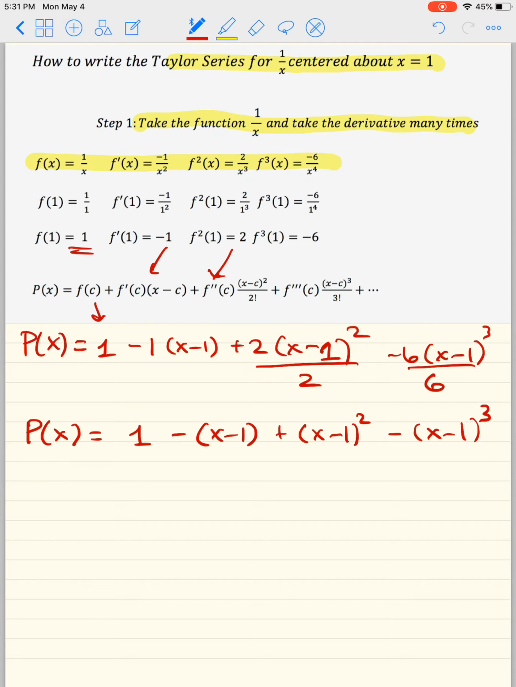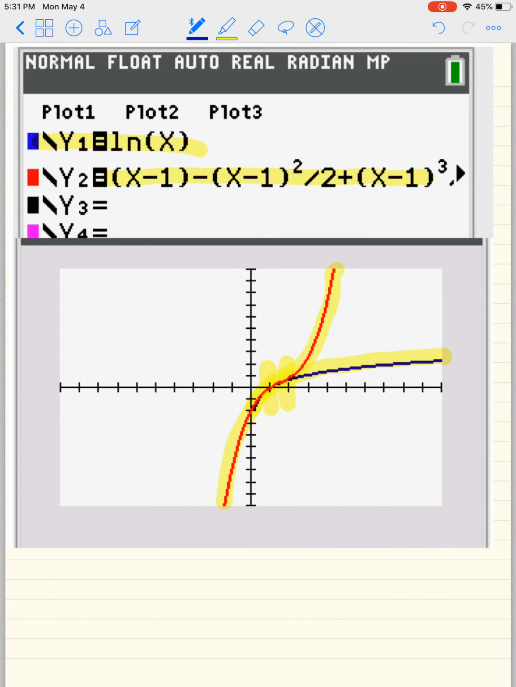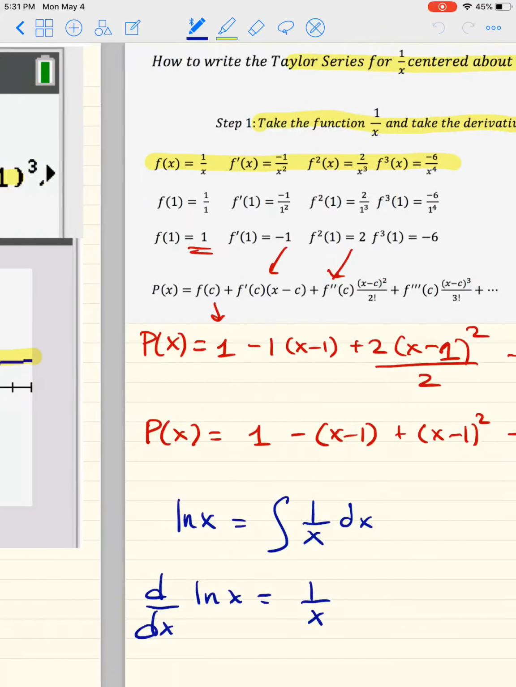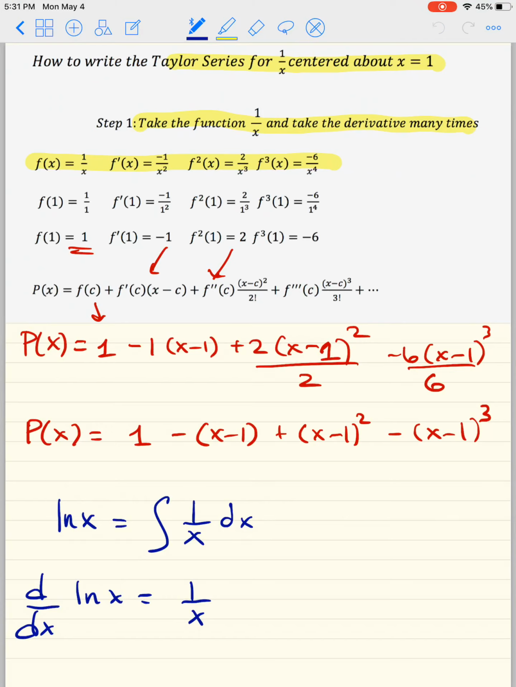If you guys recall, definitely need different colors. Natural log of x is equal to the integral of 1 over x dx. Or you can say the derivative of the natural log of x is equal to 1 over x. So if you took the derivative of this guy here, you would get exactly this guy here, right?